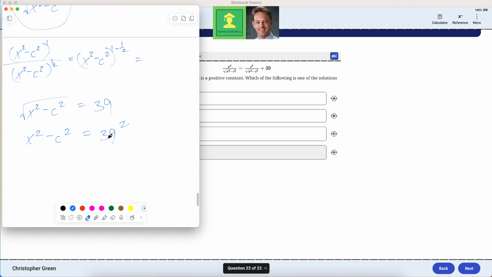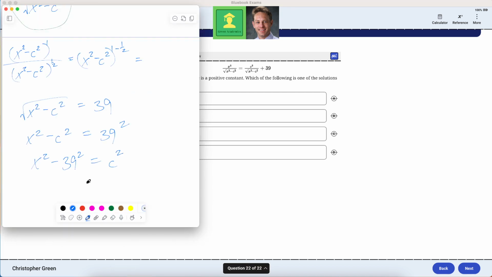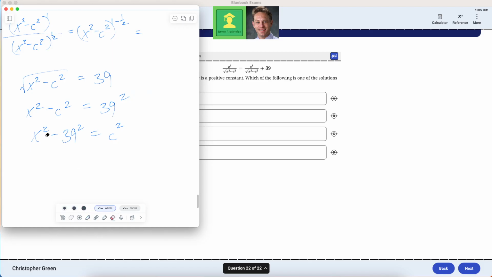Then in order to solve, to have the x's in the answers, you're effectively solving for c. So I'm going to put this on this side. Oh, I'm sorry, I said it the wrong way. No, they have the c's in the answers, so you're solving for x. Okay, so I should have done it the other way. I should have done x squared equals 39 squared plus c squared.